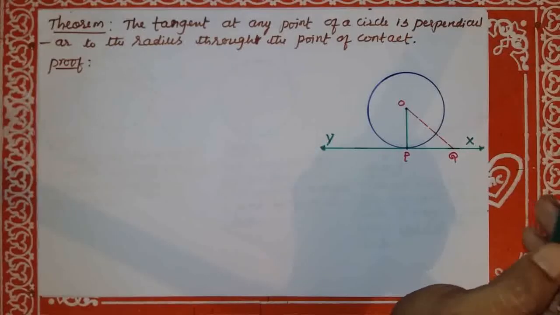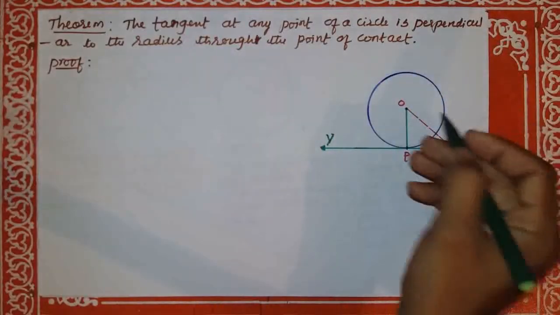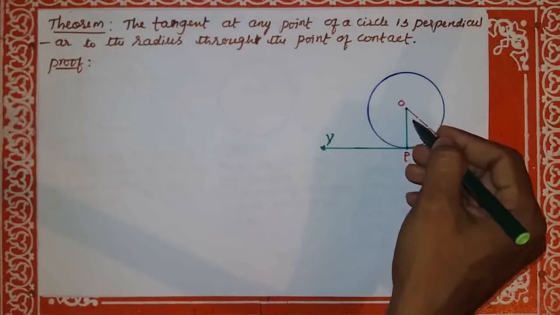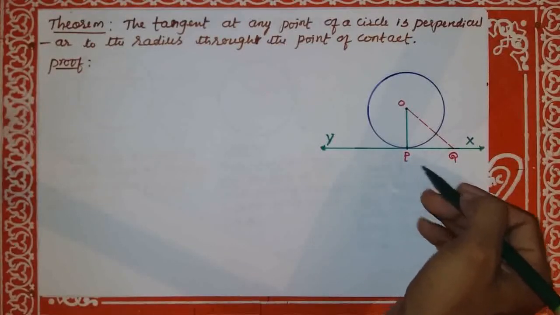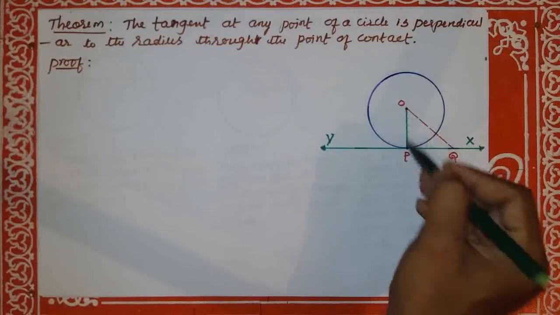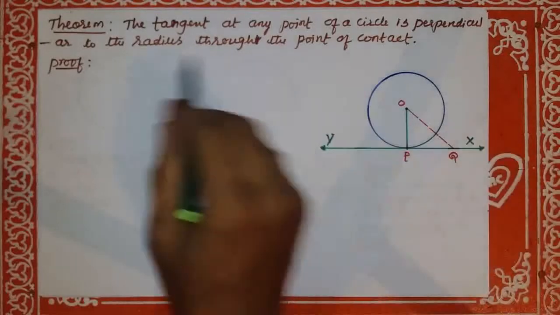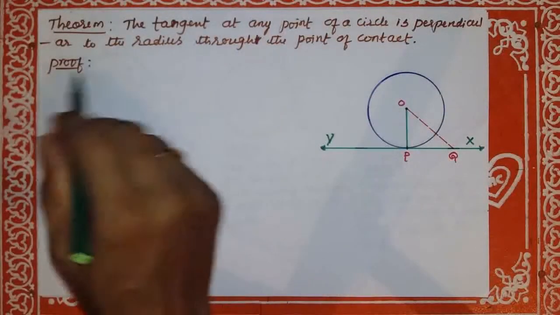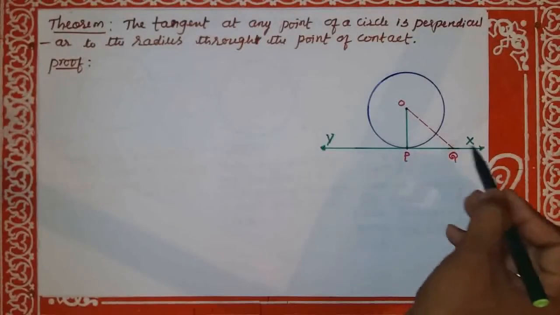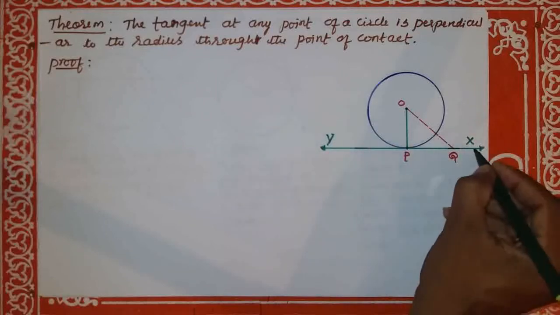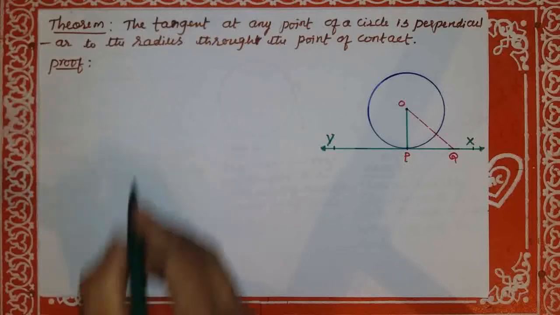See, here given circle with O as the center, and a tangent XY to the circle at a point P. Here we need to prove that OP is perpendicular to XY. We need to prove this. Let us see the solution or proof.